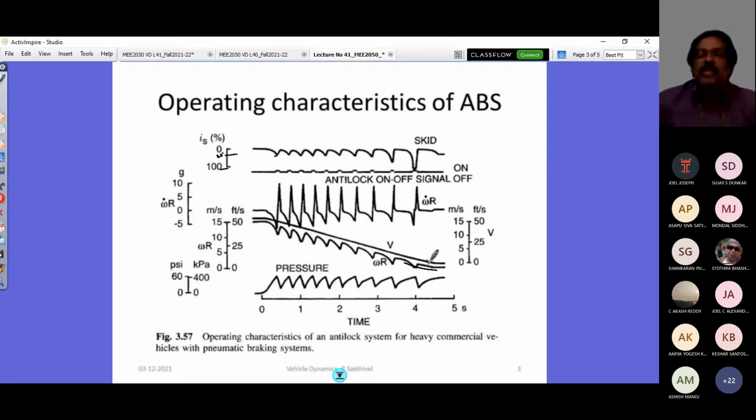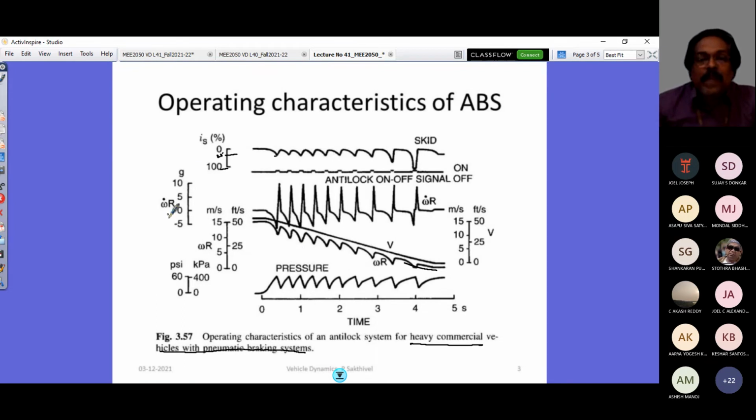Once this reaches the smallest threshold value of speed, then that ABS functioning would stop. So this is the operating characteristic of an anti-lock system for a heavy commercial vehicle with a pneumatic braking system. Here it's a pneumatic braking system, whereas in the case of a passenger car, ABS would be with a hydraulic brake system, right? So this is an important aspect that you have to understand.